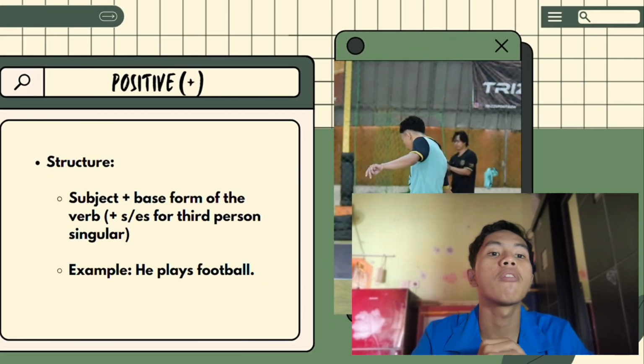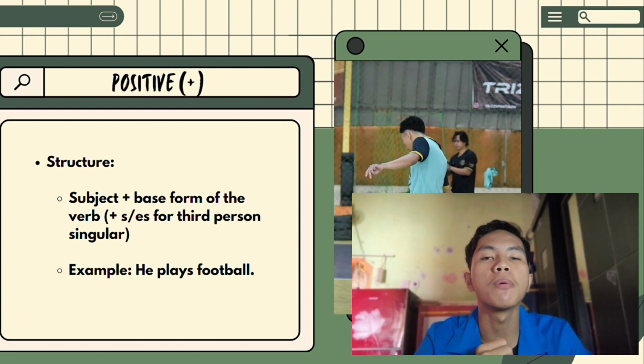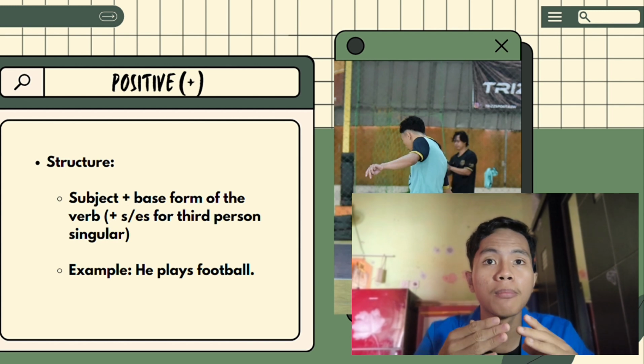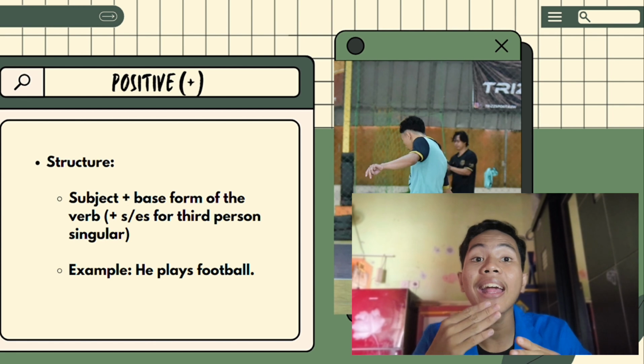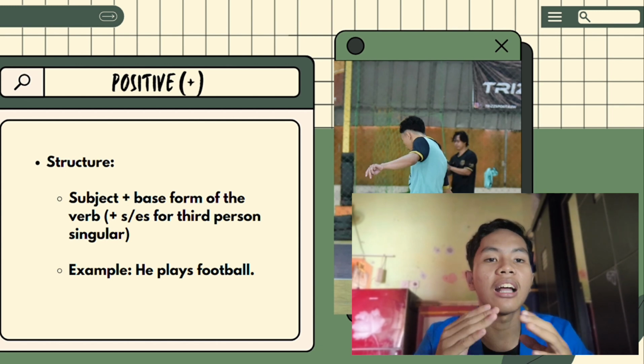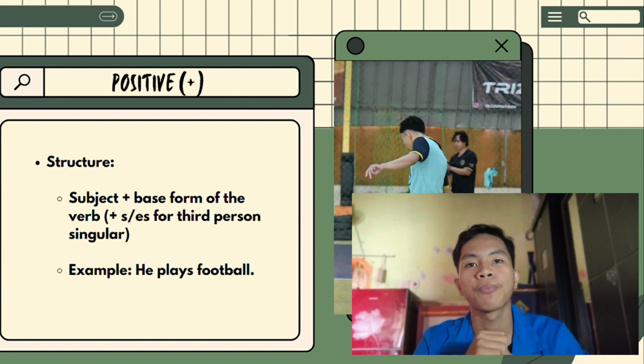In positive or affirmative, the structure is subject plus base form of the verb plus s or es for third person singular. Maksudnya adalah subjek ditambahkan dengan verb s atau es dengan orang ketiga untuk subjeknya. Nah, nanti akan kita bahas lebih dalam tentang penggunaan s dan es yang tepat dalam simple present tense.